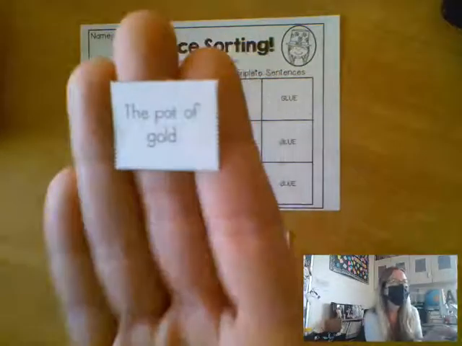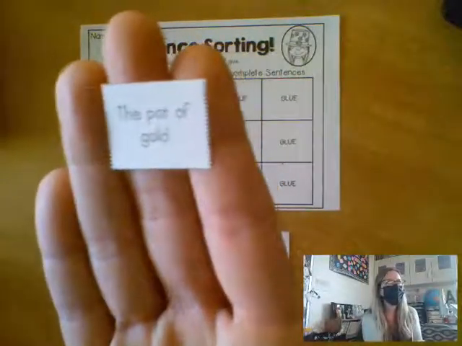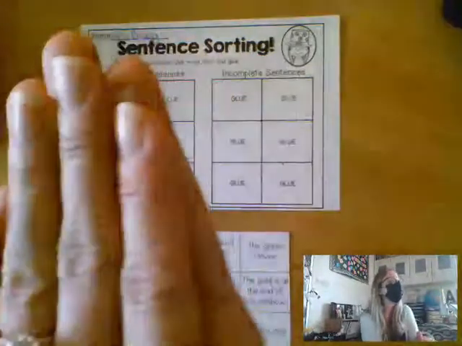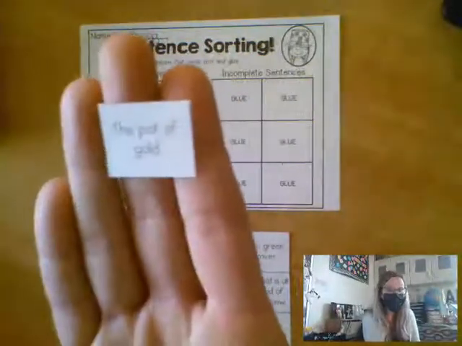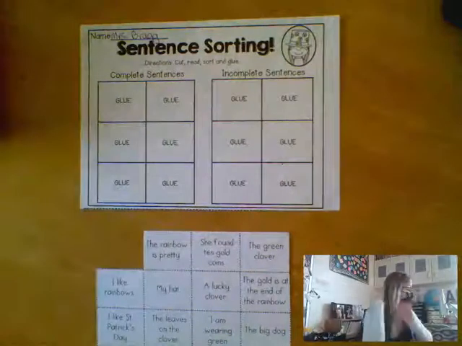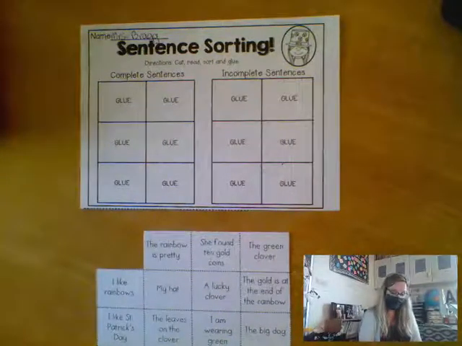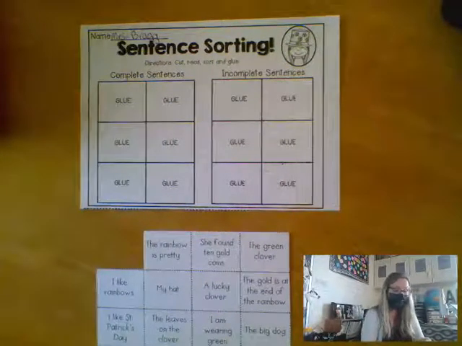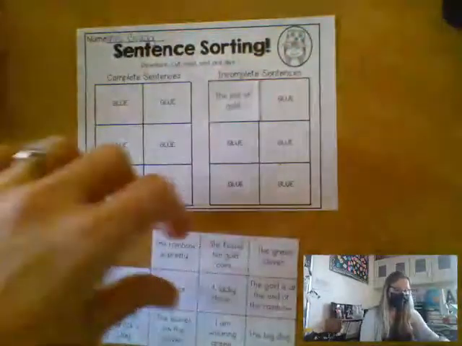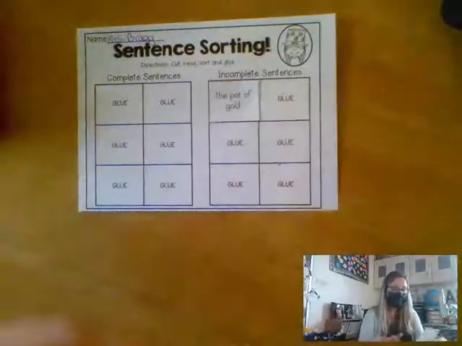Does that make sense? Is that a complete sentence? No, it's missing something, right? You'd be like, what about the pot of gold? You need to give me more, right? So this is not a complete sentence, even though it has many of the components in a complete sentence, it's not a complete sentence. So for this one, we'll put some glue on the back of it, and we will glue it on this side where it says incomplete. It's not a complete sentence because it doesn't make sense. Okay, let's try another one.